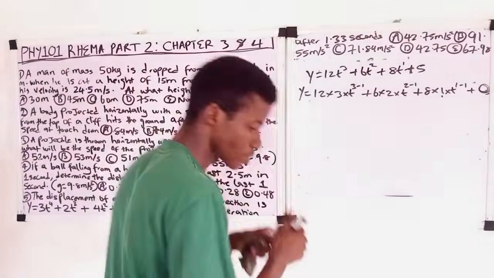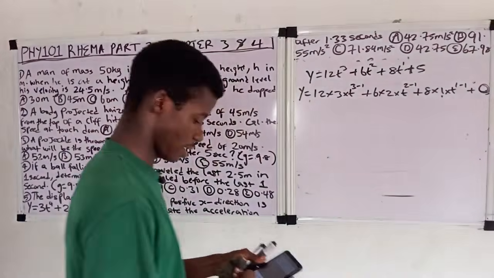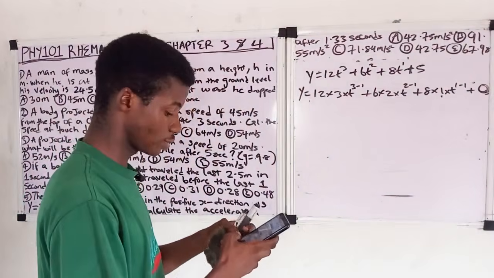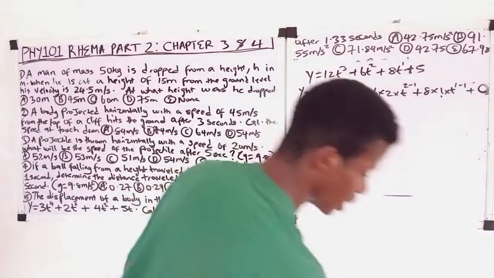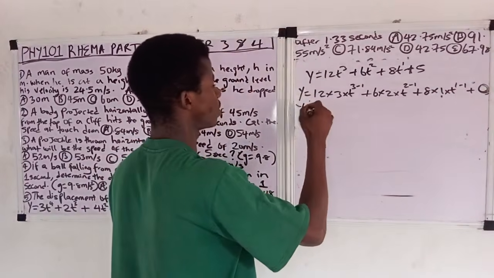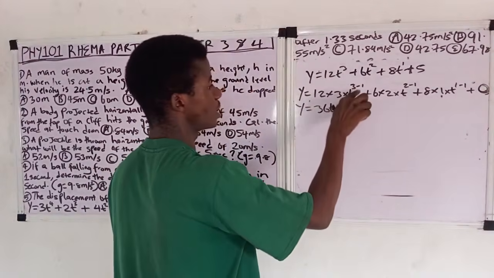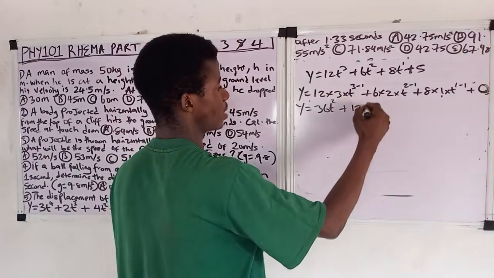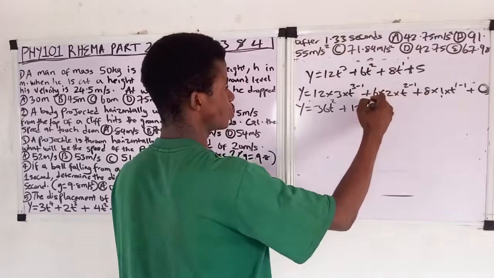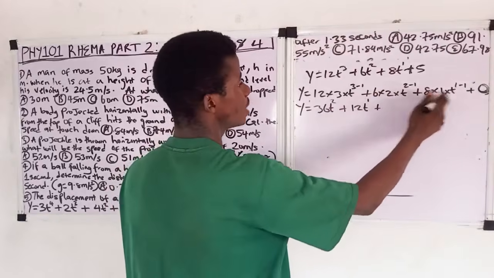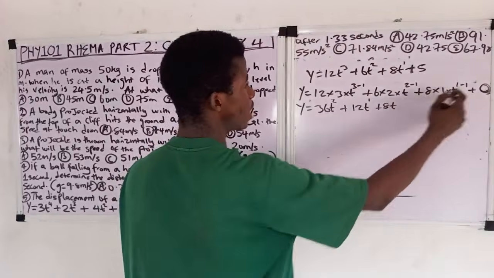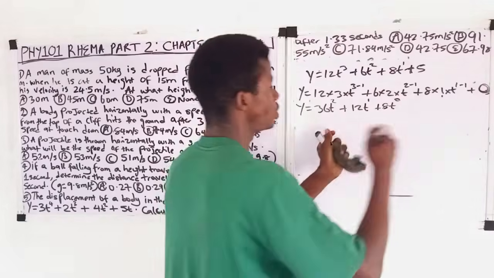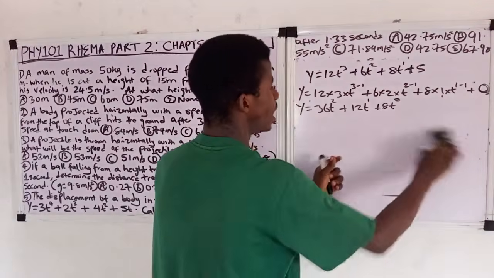Now let's continue. So here will now be 12 times 3, which is 36. So y will be equal to 36t, 3 minus 1 is 2. Then plus 6 times 2 is 12 times t, 12t, 2 minus 1 is 1. Then plus 8 times 1 is 8 times t, 8t, then 1 minus 1 is 0. So t raised to 0 is 1.